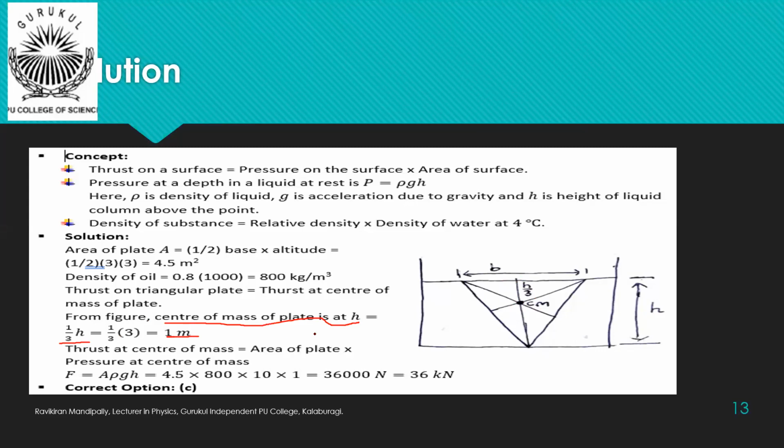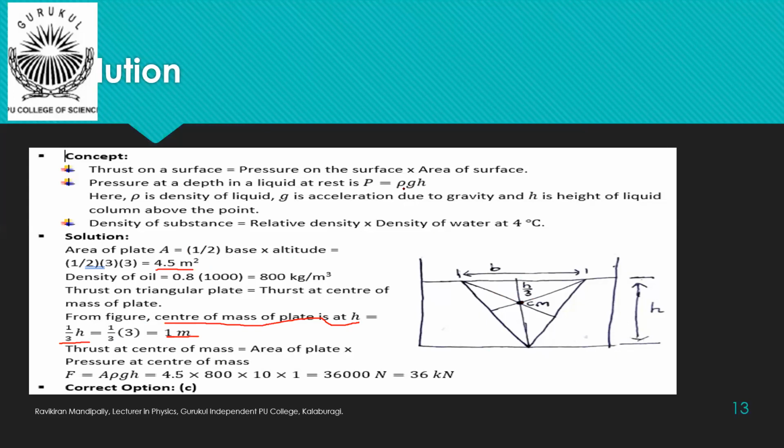So the pressure at this point is equal to rho gh. In place of h, we have to substitute this 1 meter. And then the area of this complete plate is a triangular area, so half into base into altitude, that we have got as 4.5 meters square. And now the pressure at this position is equal to rho gh.